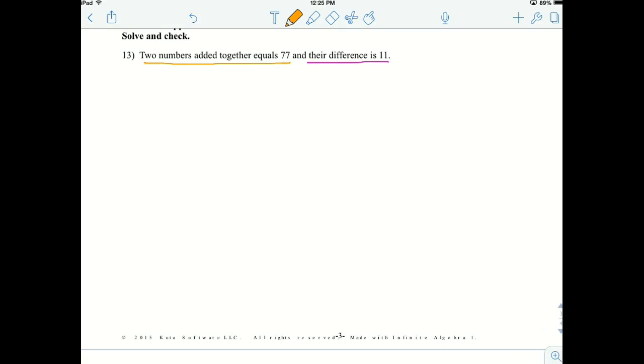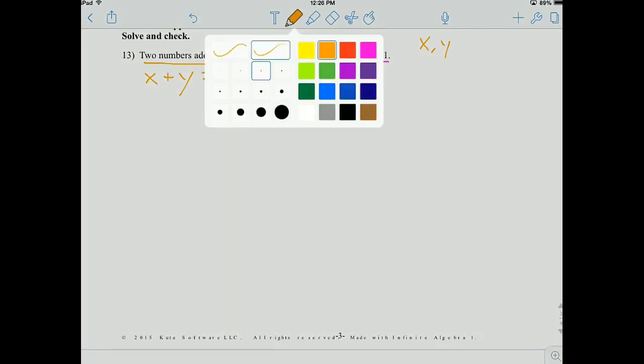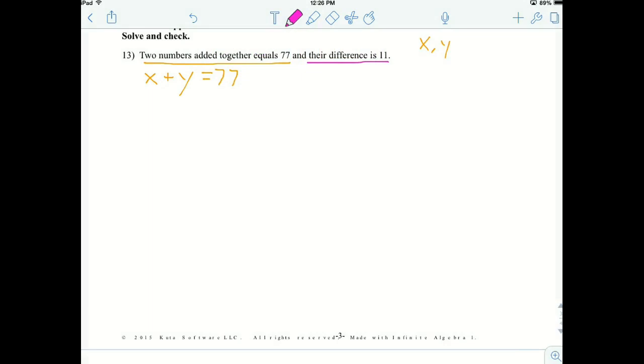Two numbers added together. So if we want our two numbers, we have to give them some letters, because we don't know what those numbers are yet. We need to give them variables, things we're not sure about, and letters is usually how we do that. So if we said x and y, since that's what we've been using, x and y are our variables, we're going to say that two numbers added together is going to look like x plus y. It says it equals 77, so pretty straightforward. We're going to write an equal sign, 77. And we just translated a phrase into an equation.